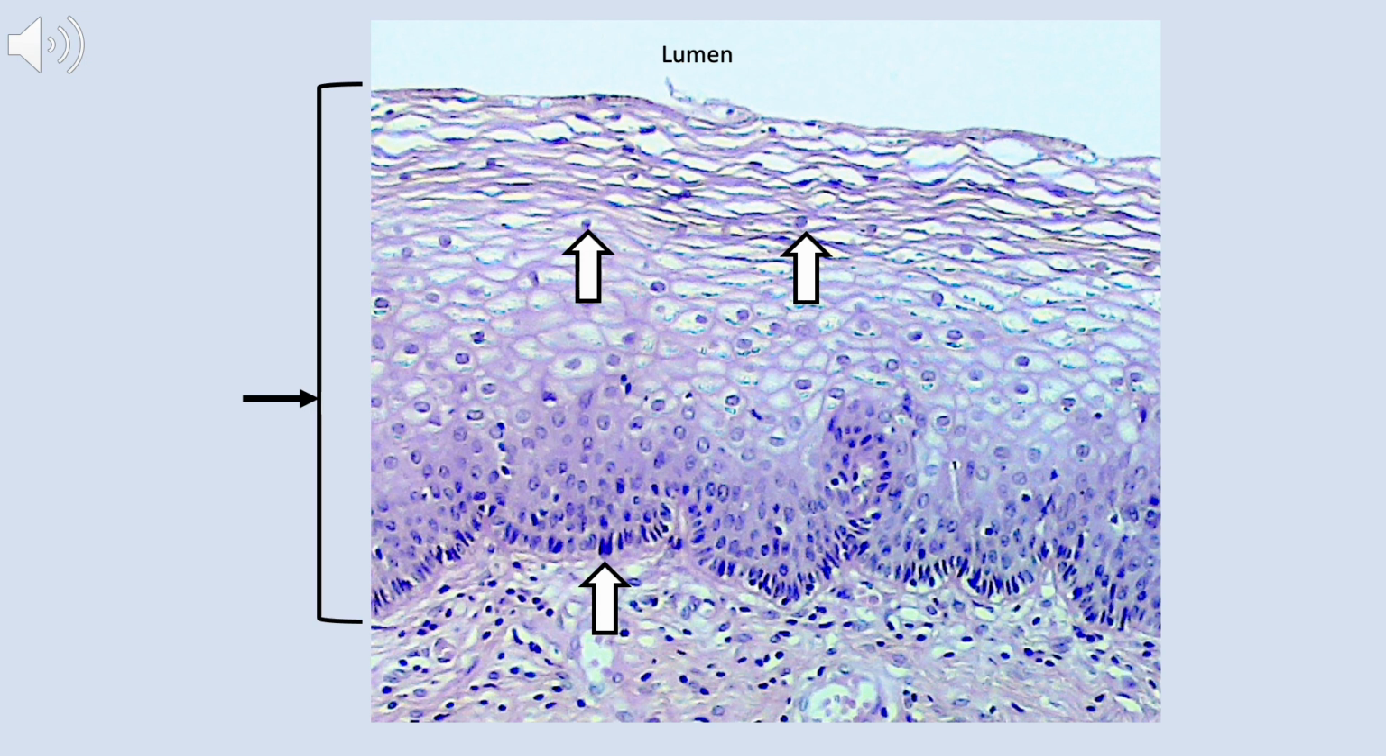And so our tissue type here is stratified squamous epithelium. This is non-keratinizing. I don't see that fibery apical layer on there, so that means that this must come from the vagina, anal canal, esophagus, or the oral cavity.